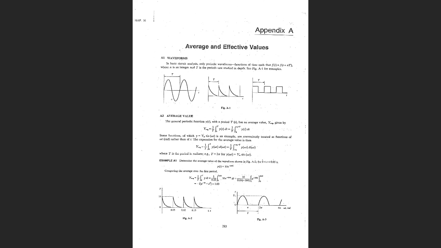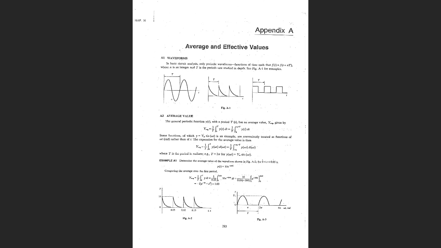Okay, B1 here. For the first figure at the left, it is the sine waveform. The T here represents the period. The period may be in times, or in angles, may be a period of angles. Okay, so this is one of the waveforms with a period of T.